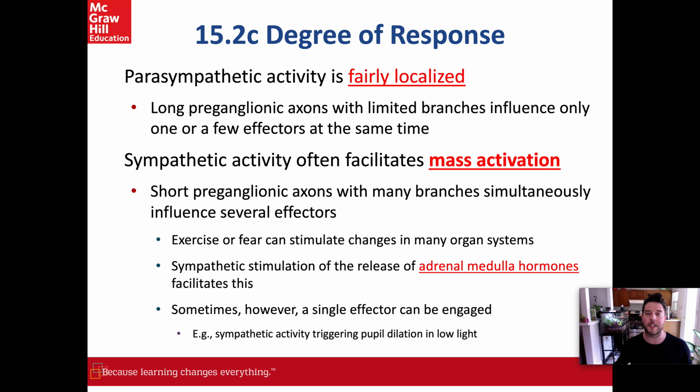Exercise or fear can stimulate changes in organ systems that can cause different innervations to occur. Sympathetic stimulation of the release of adrenal medulla hormones facilitates this. So we'll talk about norepinephrine and epinephrine, the adrenaline hormones coming from the adrenal medulla. And sometimes a single effector can be engaged. So instead of causing this mass activation, it can cause just a response in a localized spot, such as triggering pupil dilation.